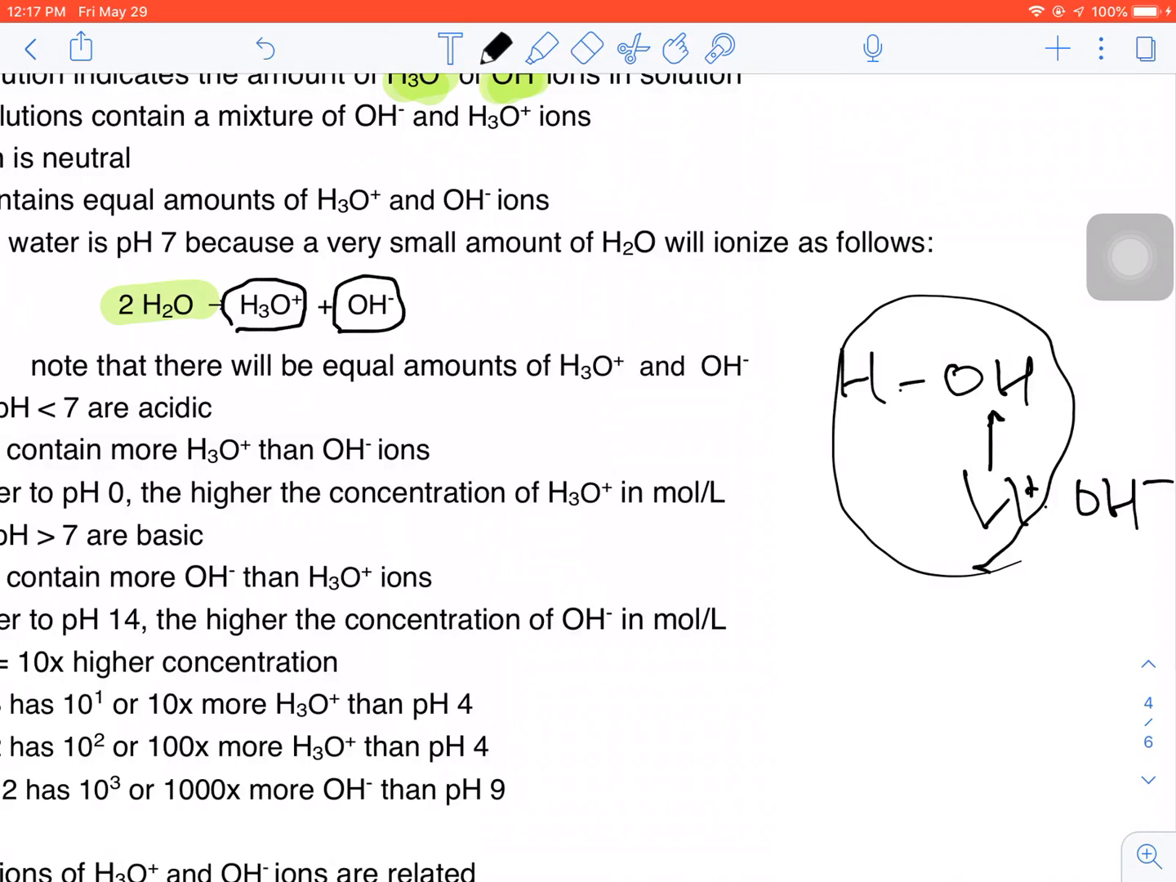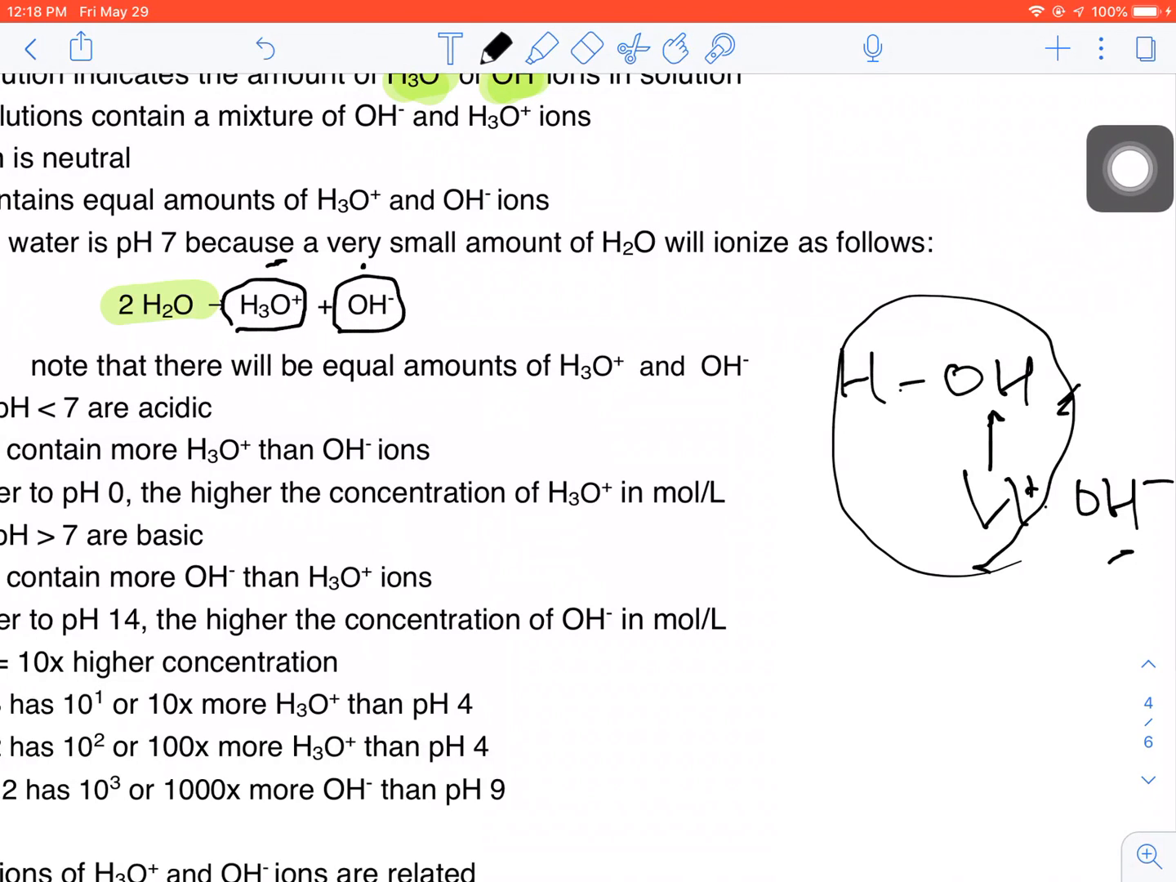Well, water has the ability on its own, without anything even added there, to produce some hydronium plus hydroxide. But notice that every time one of these is made, one of these is made. So the number of these will always equal the number of these in water, because when one of these is made, it makes one of these. If 50 of these are made, 50 of those are made. If a billion of these are made, a billion of those are made.